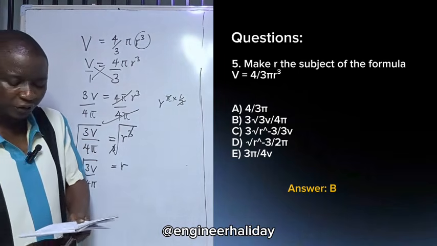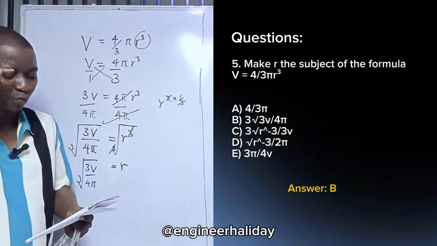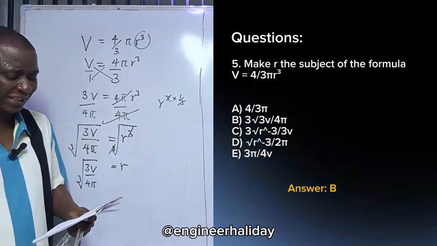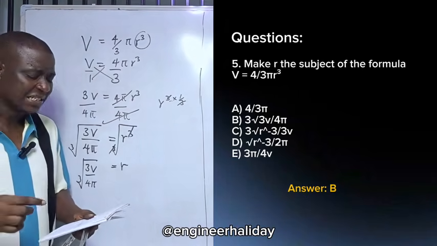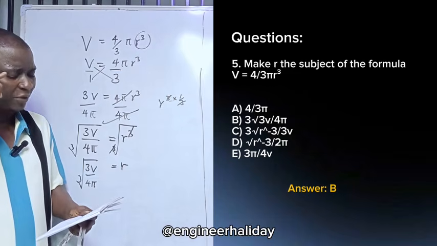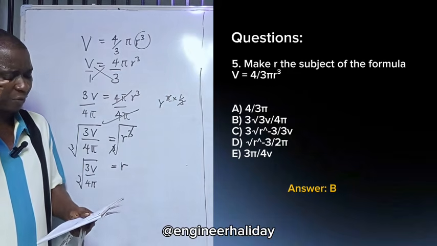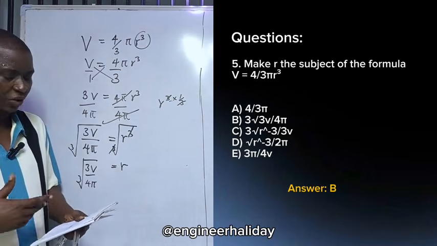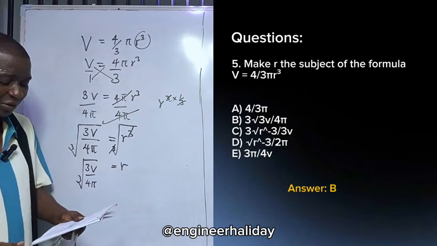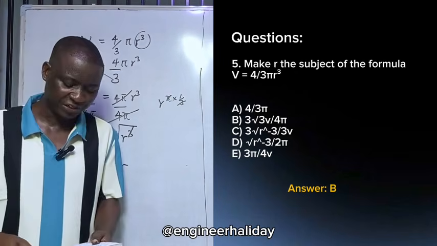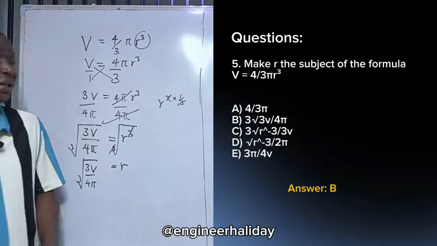Option C says square root of 3 R raised to power minus 3 over 3V. That does not even relate. D says R raised to power minus 3, square root of R raised to power minus 3 over 2 pi. D does not even follow. So the answer to that question is option B. Let's go to number 6 quickly.